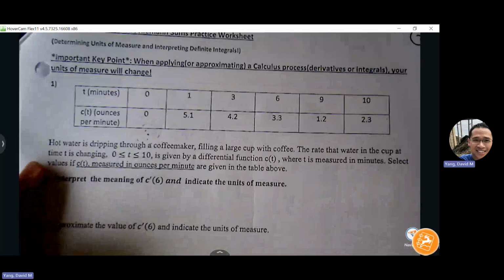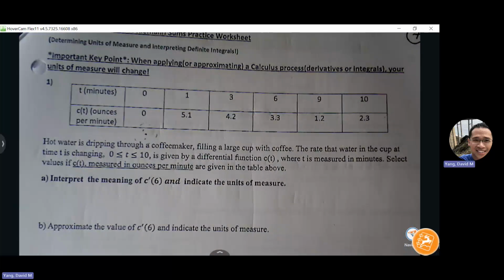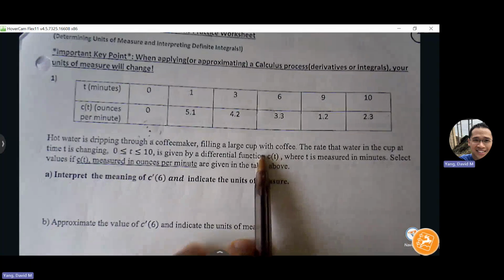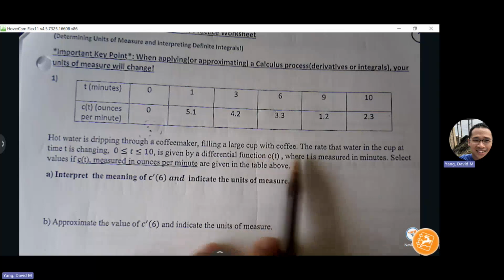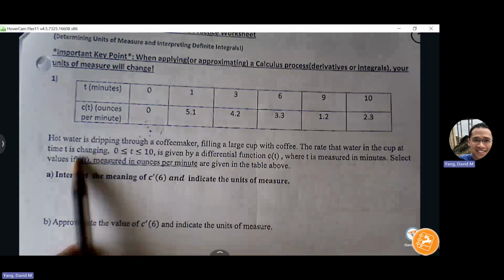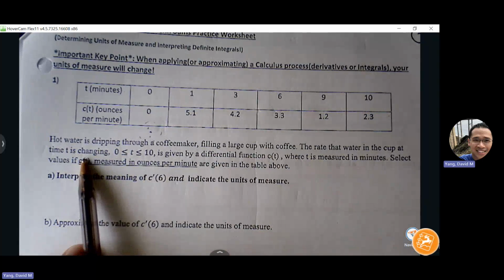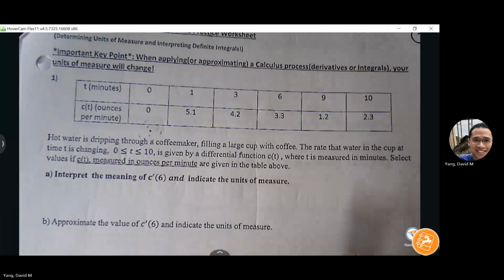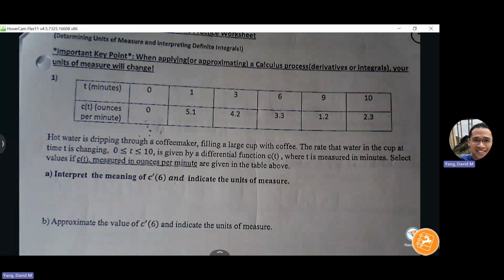Okay, so let's look at number one here. Hot water is dripping through a coffee maker, filling a large cup with coffee. The rate that water in the cup is changing at time t is given by a differentiable function C of t, where t is measured in minutes. Select values of C of t, measured in ounces per minute, are given in the table above.